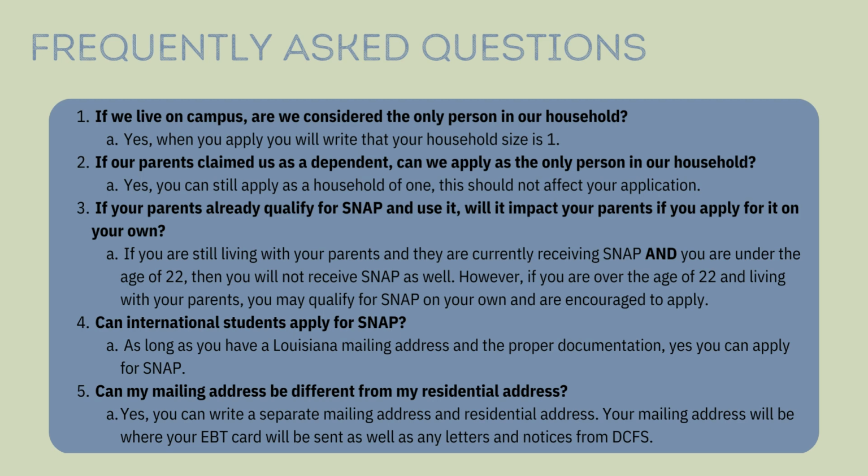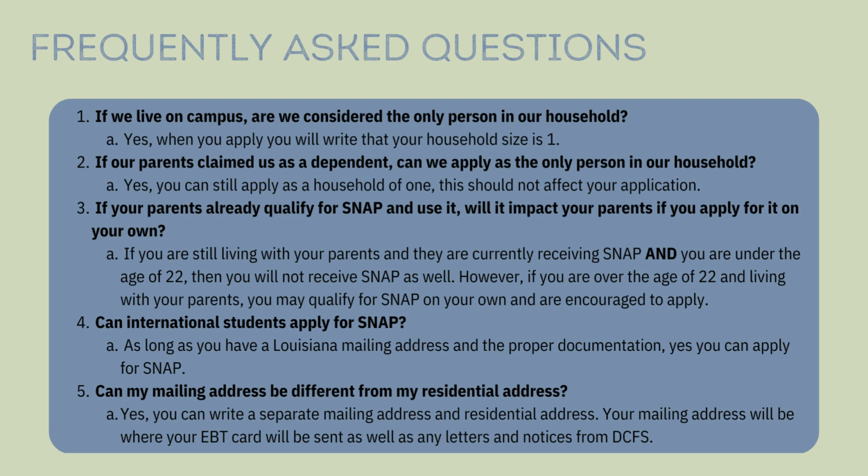So the answer is, if you're living with your parents still and they are receiving SNAP already and you're under the age of 22, then you cannot get SNAP on your own as well. In addition to that, you would still technically be getting it as part of their household size, and so you would not be eligible alone for this. However, if you are over the age of 22 and you still live with your parents, you can apply for SNAP on your own, and I would encourage you to do so.